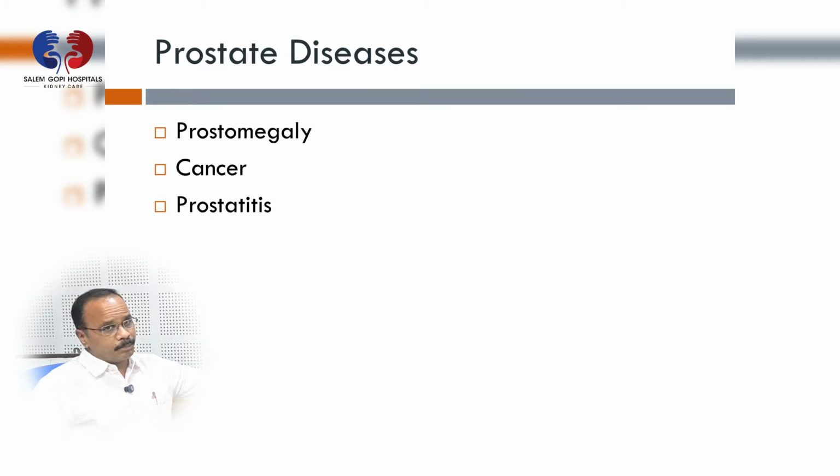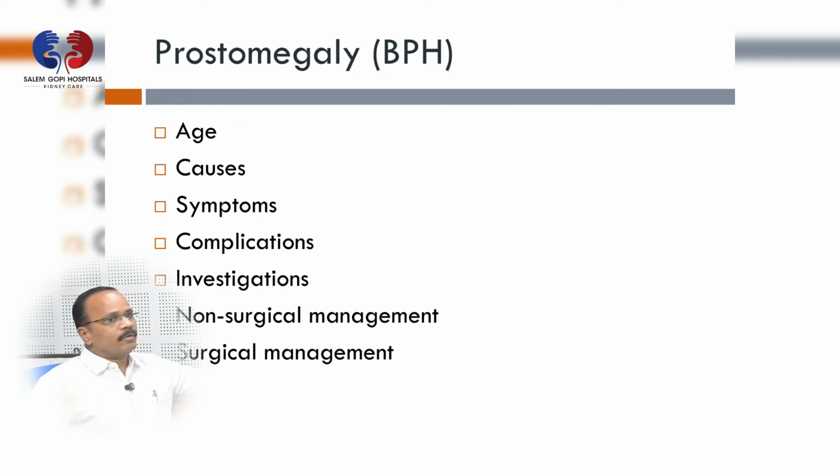So what are the problems? Diseases can arise in the prostate. That is prostatomegaly. Prostatomegaly means enlargement of the prostate, and infection in the prostate is called prostatitis, and cancer of the prostate. These are three common diseases in the prostate. So we will discuss prostatomegaly.